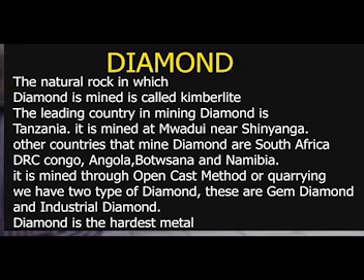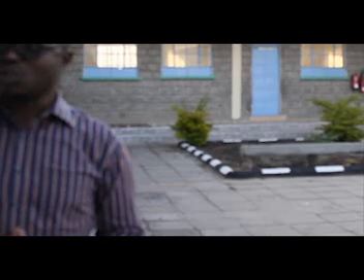Diamond is mined through a method known as the open cast method, which is also known as quarrying or pit method. We have two types of diamond: industrial diamond and game diamond. Diamond is the hardest metal. So if you are asked about the hardest metal, then always mention diamond.